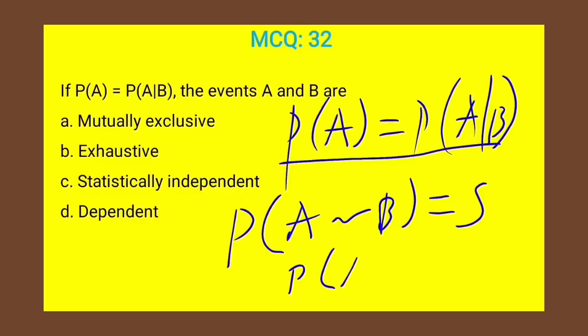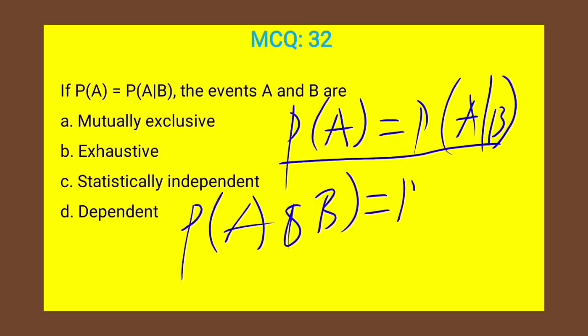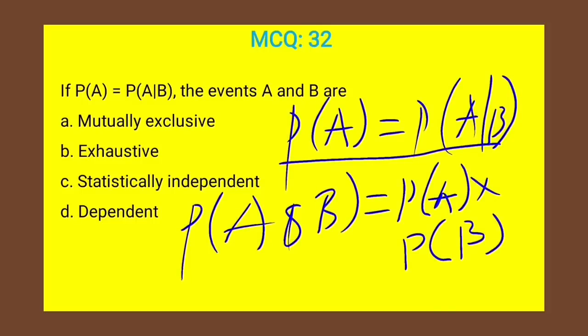When you talk about statistical independence, we are saying that two events are said to be statistically independent if the occurrence of one does not have influence or effect on the occurrence of the other, meaning that both of them can occur at the same time. If that is so, then the probability of A and B occurring at the same time will lead us to our multiplication rule: probability of A multiplied by probability of B. So in that case, I can say that here probability of A intersection B equals probability of A times probability of B.